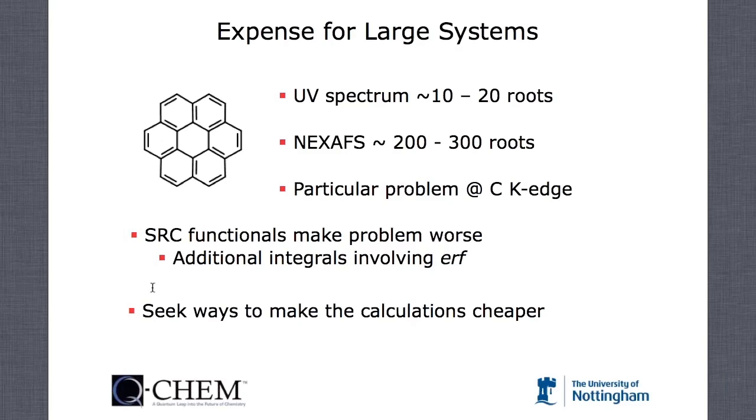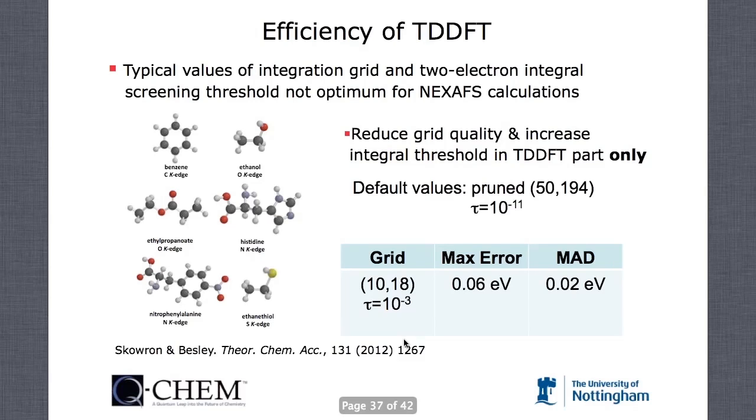The second thing is, once we're dealing with these short-range corrected functionals, we've essentially made the problem worse in that we have these additional integrals over the error functions which need to be computed. So the cost of these calculations with a short-range corrected functional will be greater than using a standard hybrid functional, and that's true if you use CAM-B3LYP as well. So what we've done is seek ways to try and make these calculations cheaper.